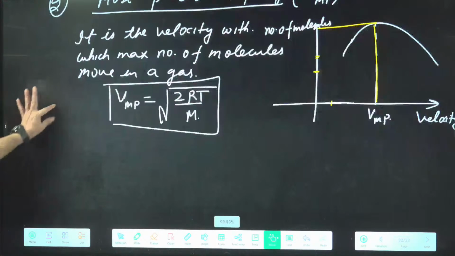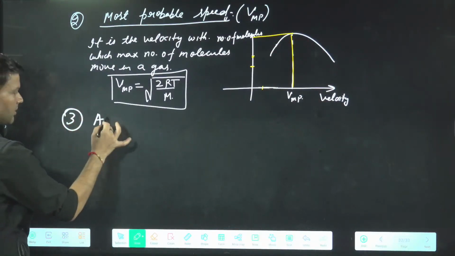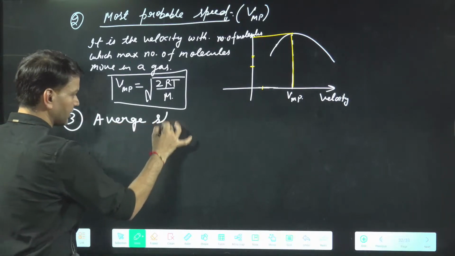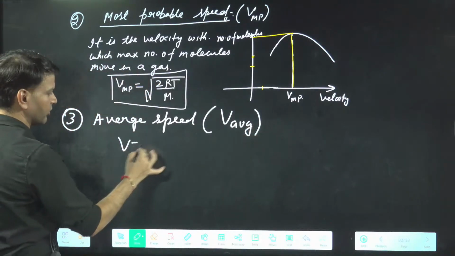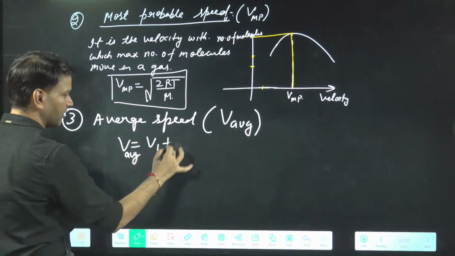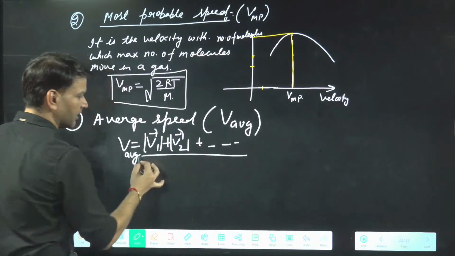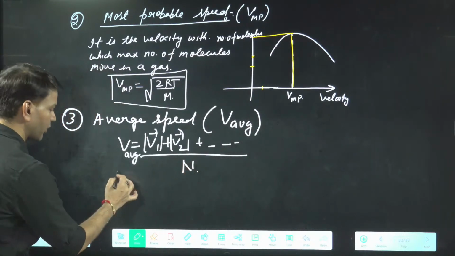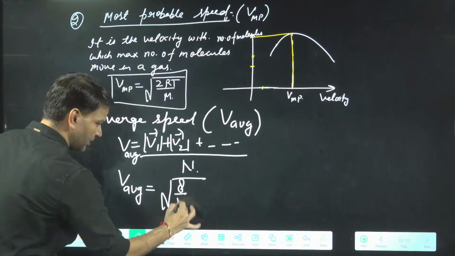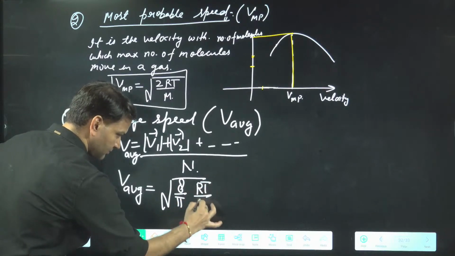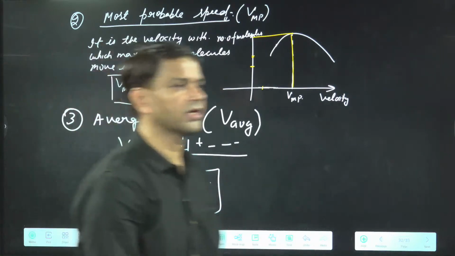Okay. Next is the average speed, not average velocity. So average speed, V average, is basically what? V average is the V1 plus V2 magnitudes, because we are dealing with speed, upon N. And the formula we will get is V average equal to the square root of 8 by pi RT by M. Now here also you can see the RT by M factor is the same, but the constant is different, 8 by pi.